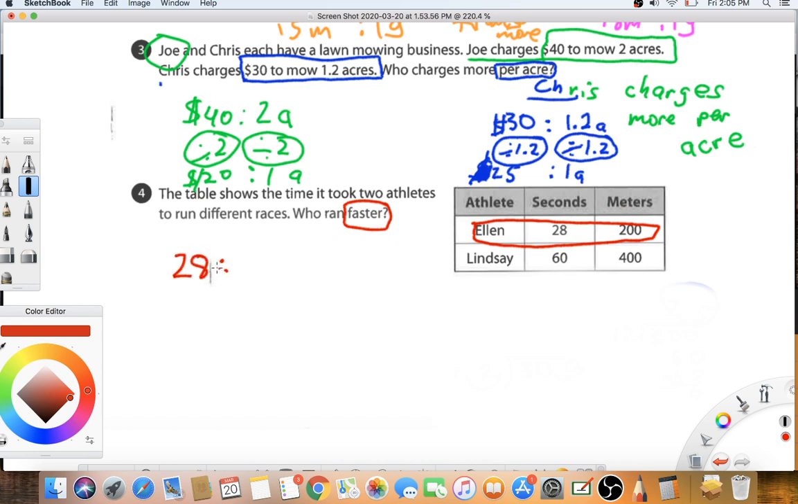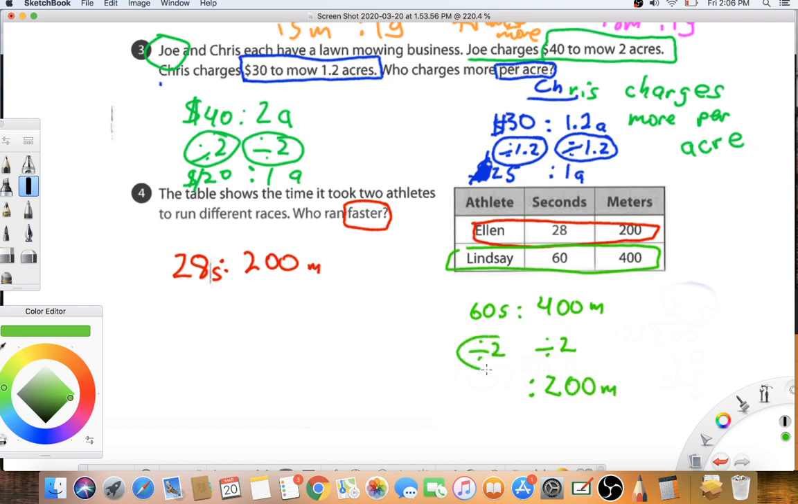So 28 seconds to 200 meters. And then the other one will be Lindsay. And Lindsay is 60 seconds per 400 meters. Now, actually, I just saw something. We can make this 400 into a 200. We can do that by dividing the 400 by 2. Whenever you do this type of division problem, you can do 4 divided by 2 equals 2, and then just bring down the zeros. Now, that means we need to do it to this side as well. So we need to divide 60 by 2. Same trick. What's 6 divided by 2? 3, and then we just bring down the 0.